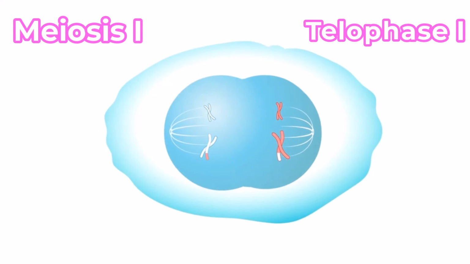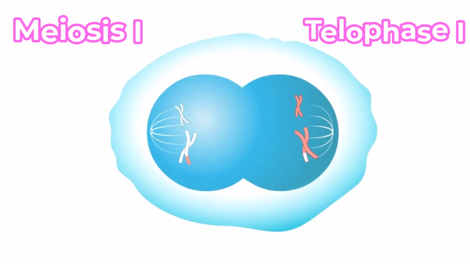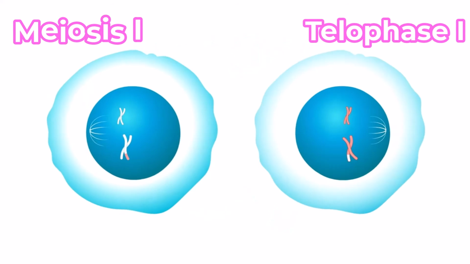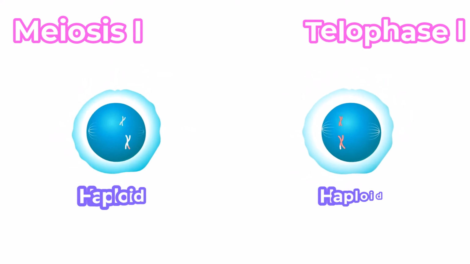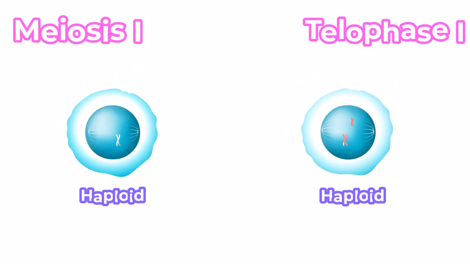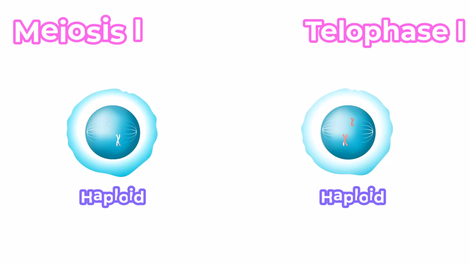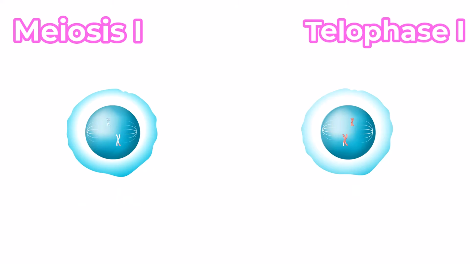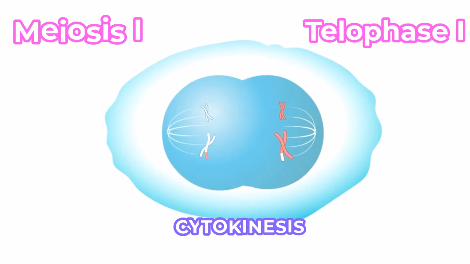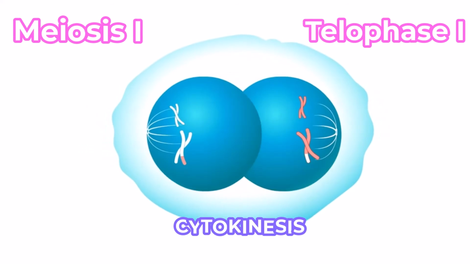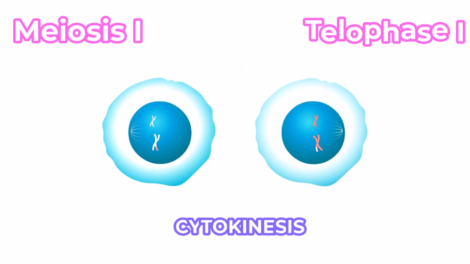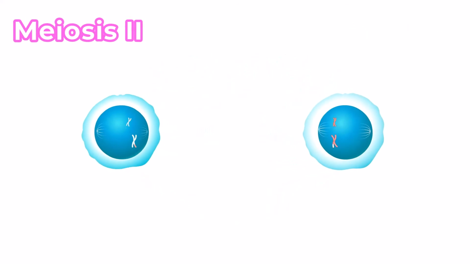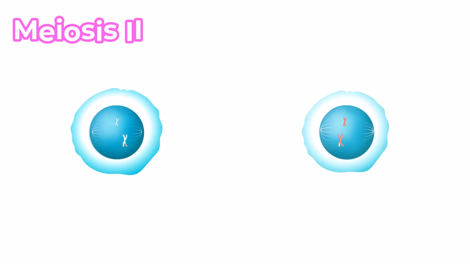In telophase I and cytokinesis, chromosomes arrive at the poles of the cell. When they finish their journey, each pole has a haploid chromosome set, although each chromosome is still in a duplicated form. Cytokinesis occurs along with telophase I, and 2 haploid daughter cells are formed. Next, both daughter cells will undergo the process of meiosis II.